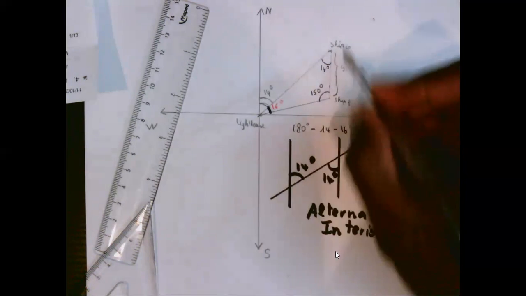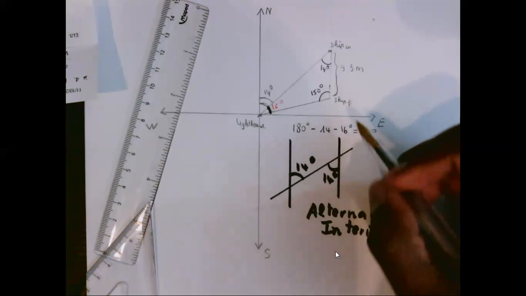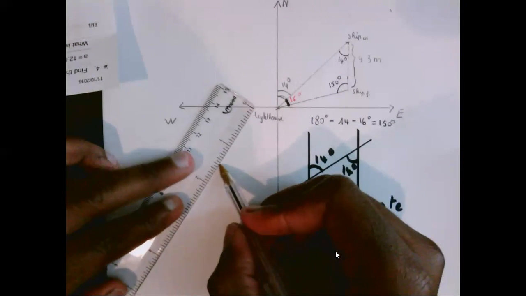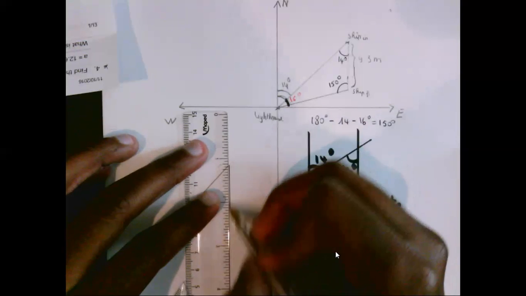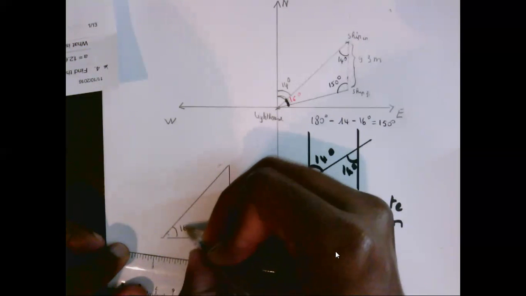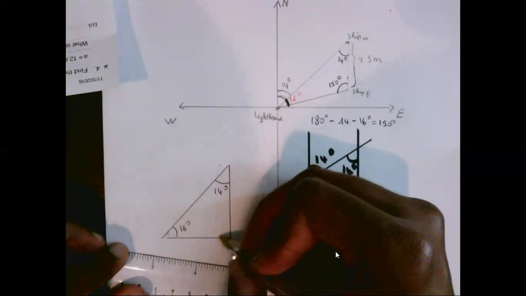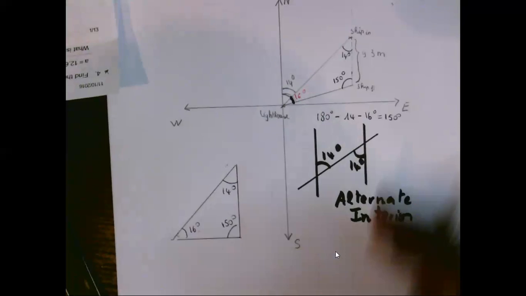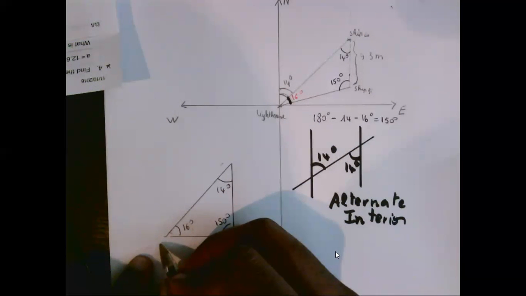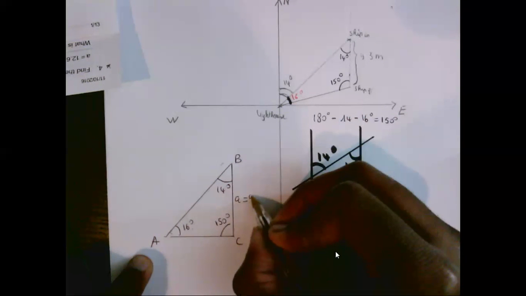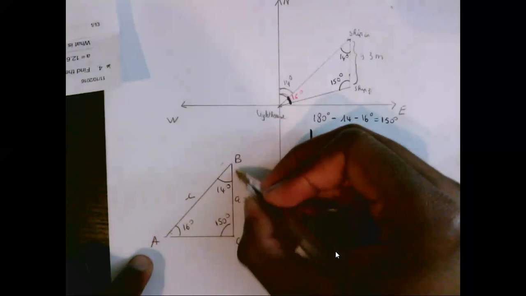So now we have a triangle. I can redraw everything as a triangle like that, with angle 16 degrees here, 14 degrees here, 150 degrees here, and we can label every side. I can label here A, B, C, small a 9.3, small c here, and small b here. So I can use now the law of sines.